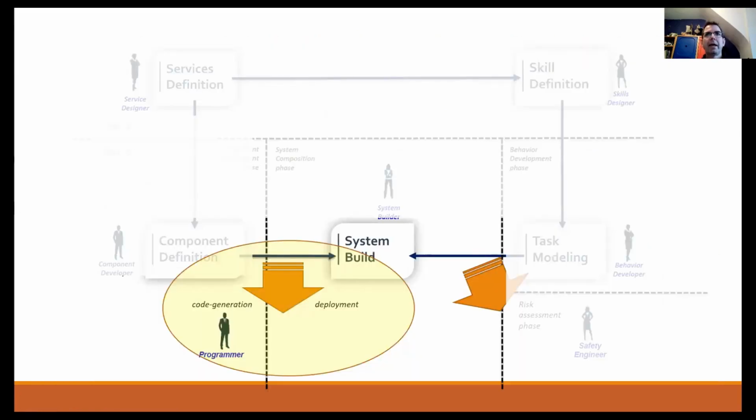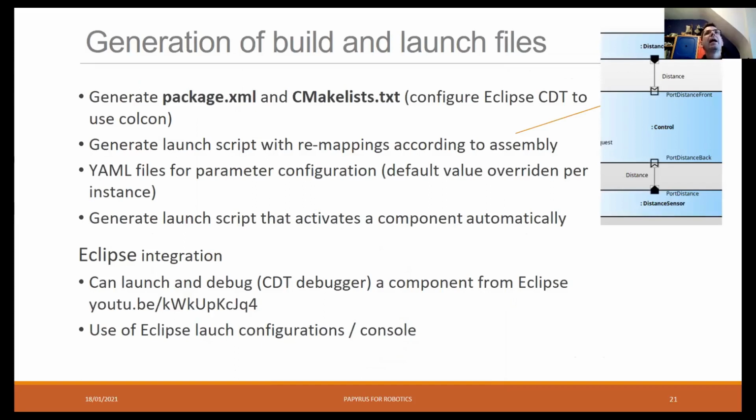So finally, when all the artifacts are specified, we expect that the tool is generating some artifacts. And in case of Papyrus for robotics, it's generating build and launch files for ROS2. So these are package XML, CMake list files. It's also configuring Eclipse CDT to use Colcon, the build mechanism of ROS2. It also generates a launch script which contains some remappings.